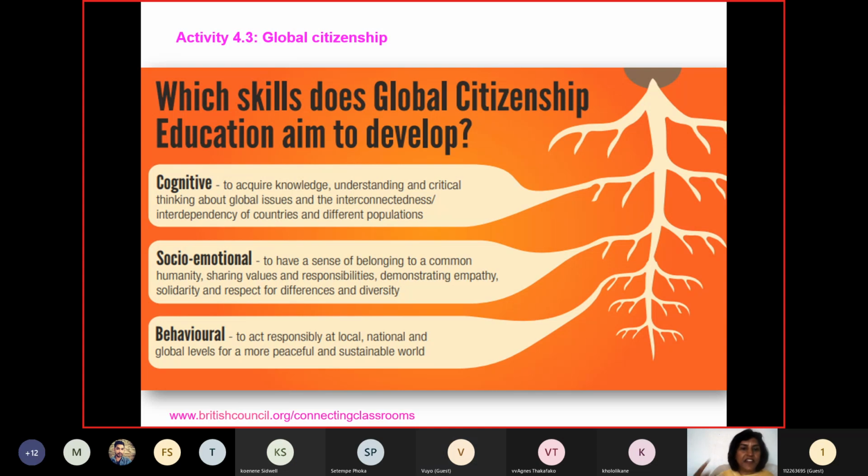Great. So that talks to point number one, cognitive, where they have critical thinking about global issues and the interconnectedness and interdependency. So life below the sea, life on earth. The social sciences create beautiful opportunities for that. Brilliant. And then life skills is socio-emotional. And what about behavioral? To act responsibly at local, national, and global level.